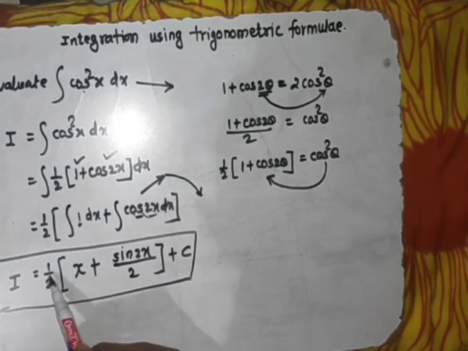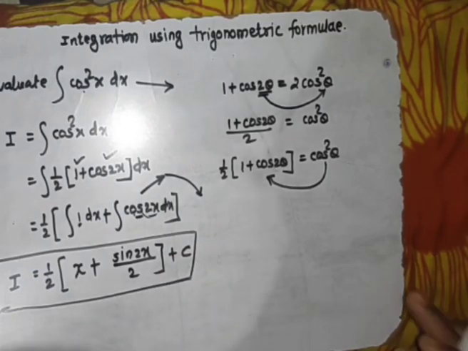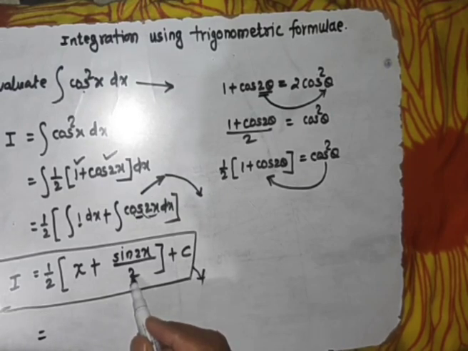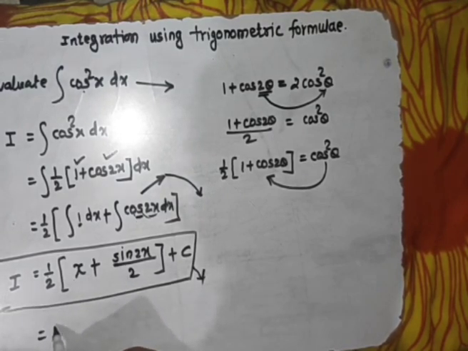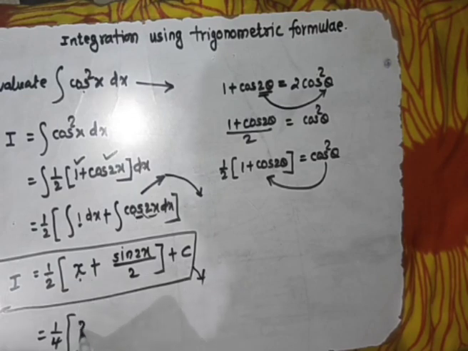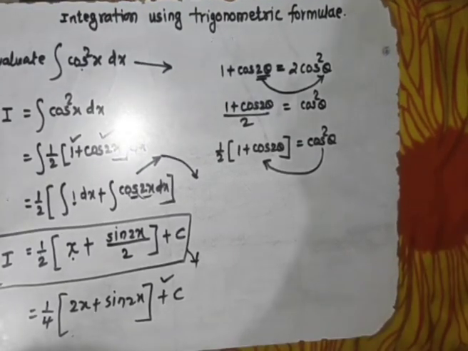This will be the final integral I. Or you can multiply this 1 by 2 to both terms and rearrange, or you can keep the function as it is. Again we can rearrange the answer in such a way, taking 2 common from the denominator, 2 into 2 will be 4, and due to taking these common, the effect will be here 2x plus sine of 2x plus c, or you can rearrange the answer in a number of ways. Okay, this is the first example.